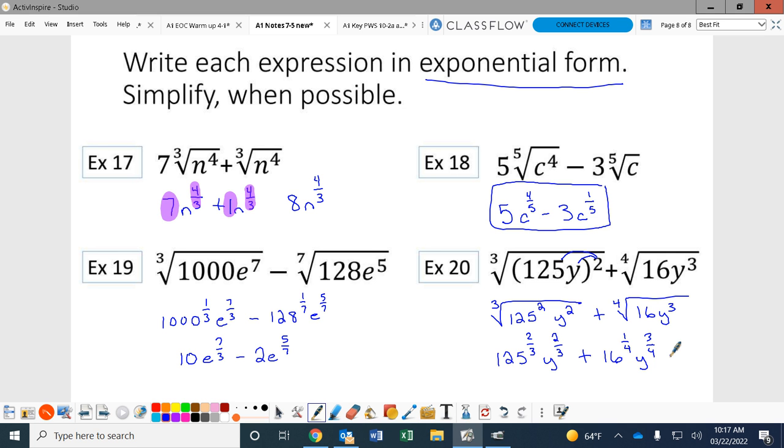Okay, grab your calculators. What's 125 to the 2/3 power? 25. Y to the 2/3 plus, what is 16 to the 1/4 power? 2. Y to the 3/4. Can I add those two terms together? No, they have different exponents on the variables, so that is the way you leave your answer. Okay, guys, any questions?